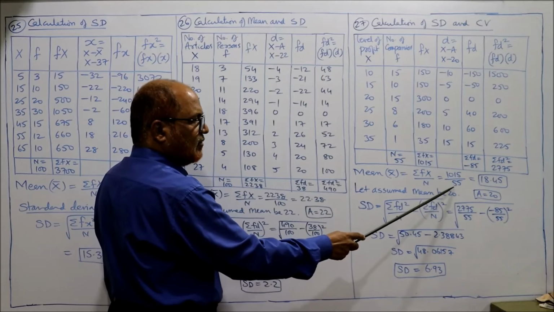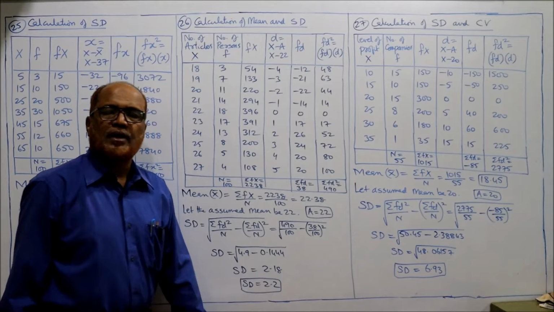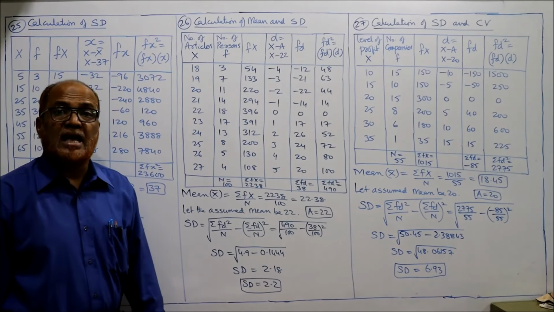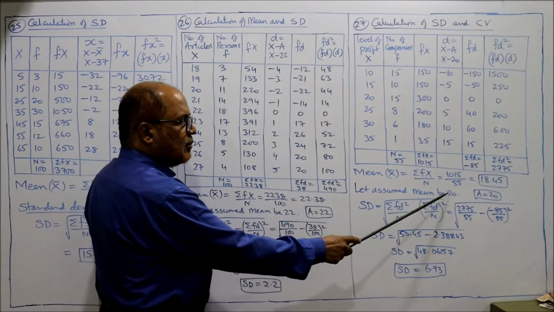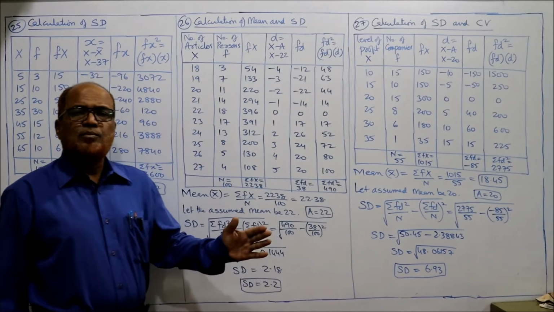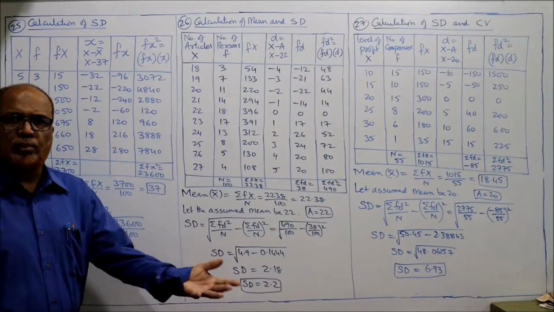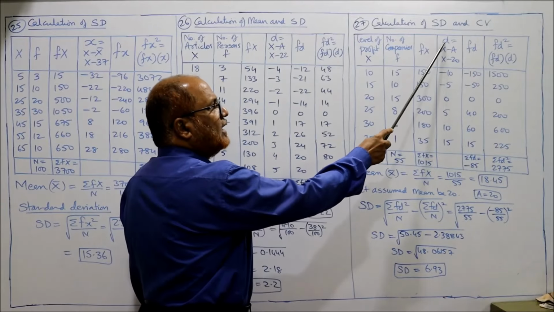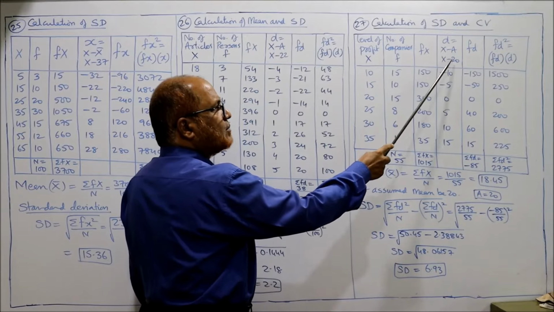So 1015 divided by 55, 18.45. The actual mean is in fraction. So we have to take the assumed mean. अब let the assumed mean be 20. 18.45 के करीब वाला वैल्यू कोई भी assume कर सकते हैं, मैं 20 ले लिया. तो a is equal to 20. Now d is equal to x minus a, x minus 20.